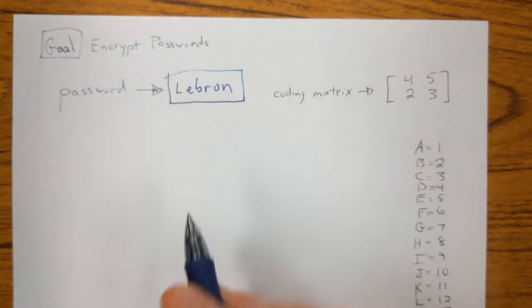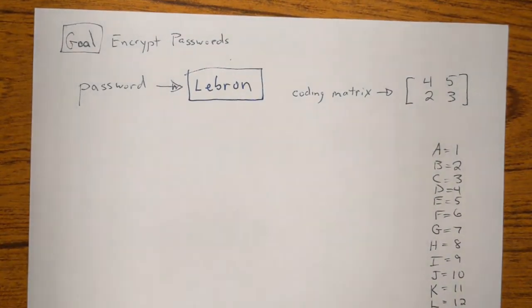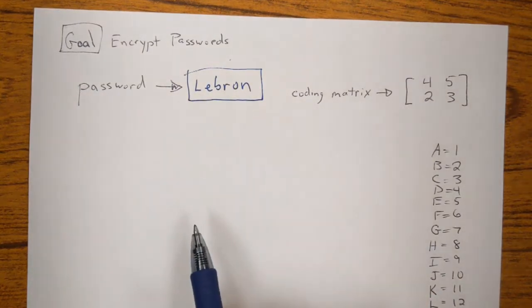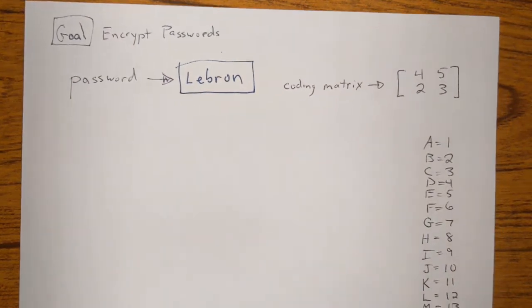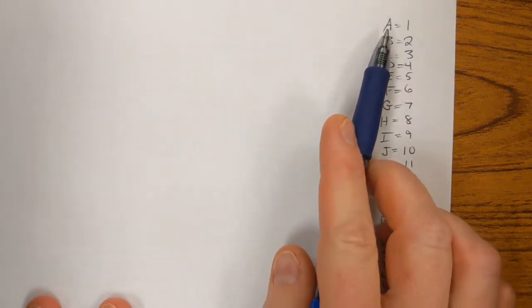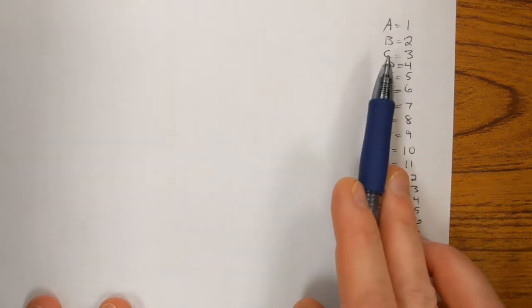I decide I want to use LeBron as my password. Maybe my login to a website, something of that nature. LeBron is my word. Now, for this lesson, I'm just going to use a simple pattern. I'm going to assign the letter A the number 1, B I'm going to call 2, C I'm going to call 3, etc., on down the list.